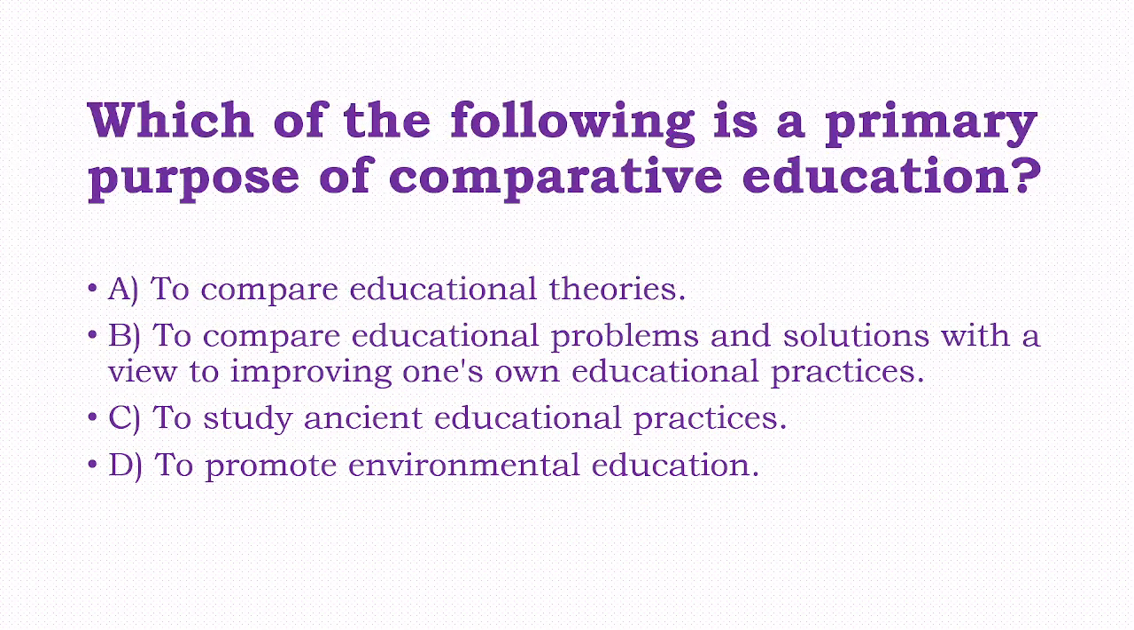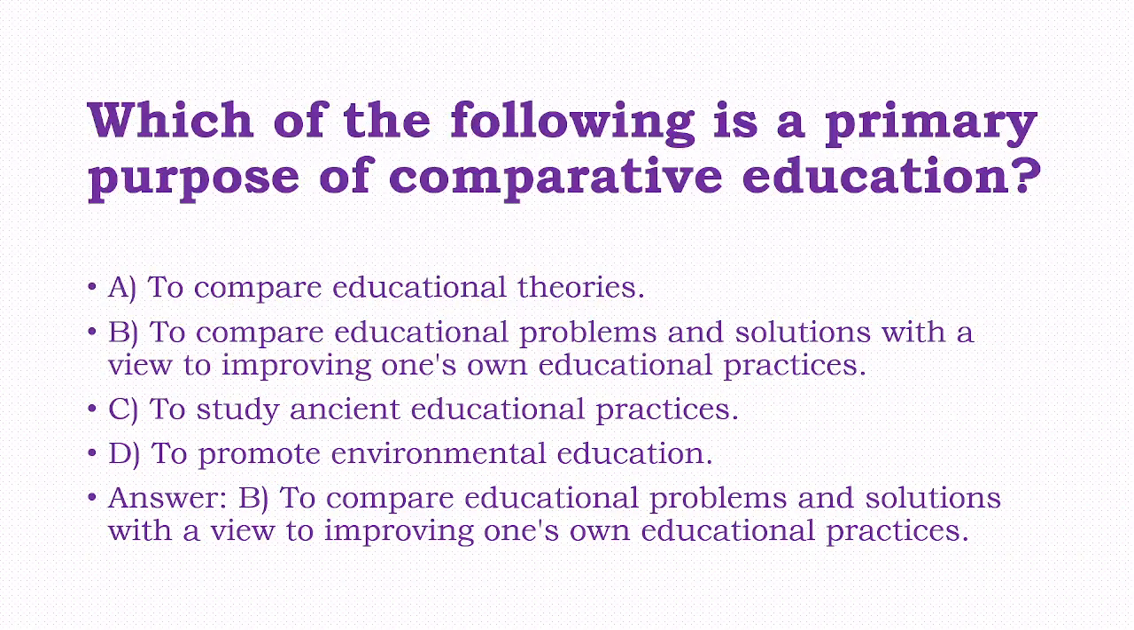Next, which of the following is a primary purpose of comparative education? Options: to compare educational theories, to compare educational problems and solutions with a view to improving one's own educational practices, to study ancient educational practices, to promote environmental education. The answer to this question is option B, that is to compare educational problems and solutions with a view to improving one's own educational practices.